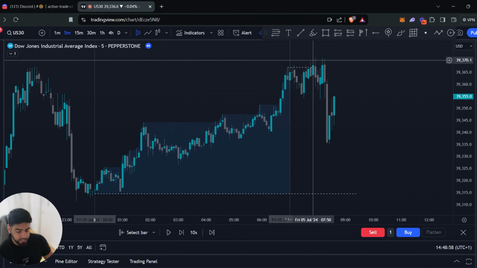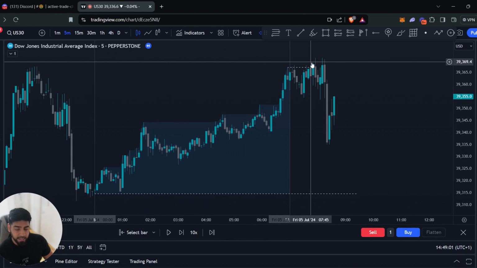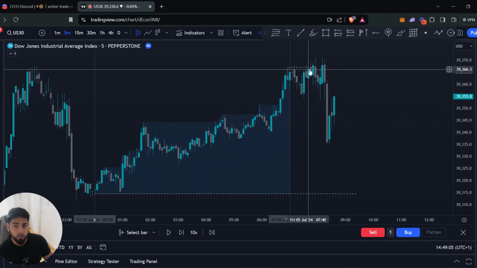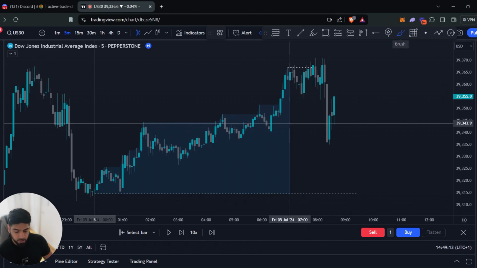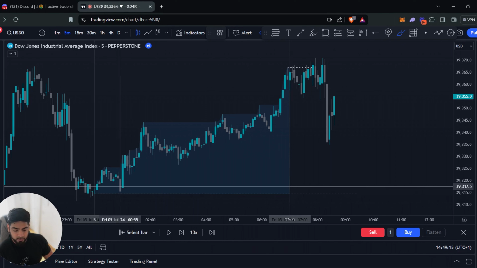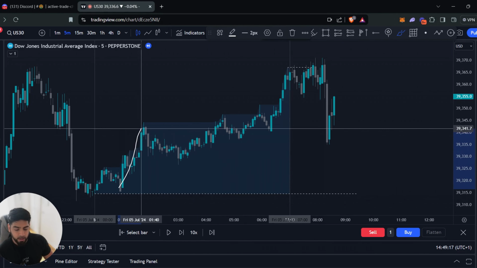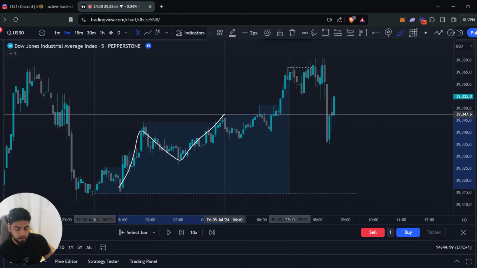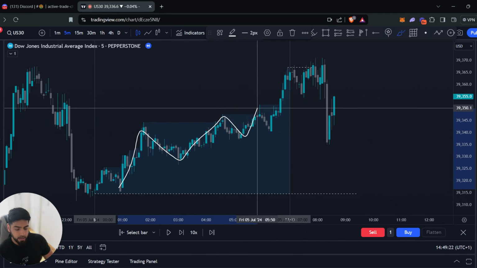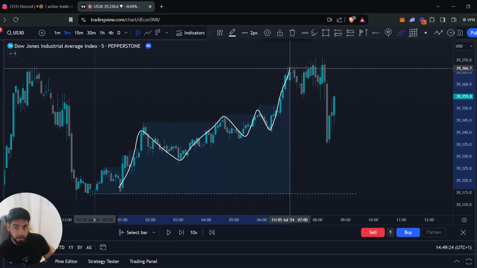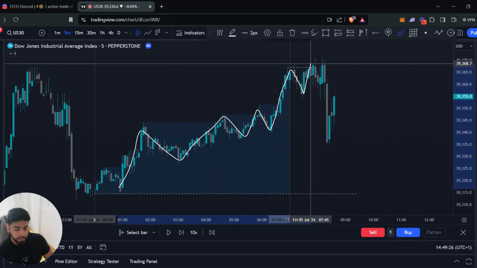As we can see right here, we get this beautiful sweep of the Asia high at 7:45 a.m. UK time. Once we get this sweep, we're waiting for a market structure shift. First, we have to identify where we are in terms of our structure. Starting off at the Asia low, we've got a higher high, higher low, higher high, higher low, higher high, higher low, higher high, higher low, and then a newly created higher high.